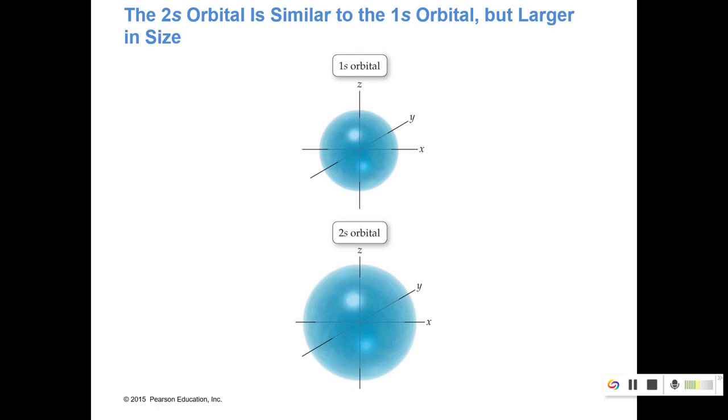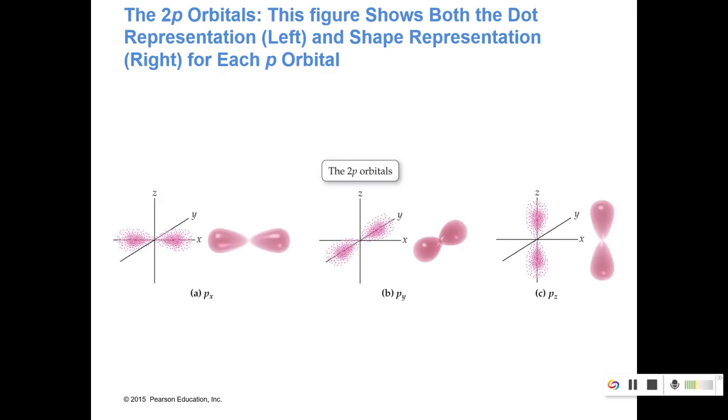So this is just showing that 1s will be the smallest because it's closest to the nucleus, where 2s will be bigger because it's the second shell, and 1s has to fit inside of it. So if they're asking about electrons and how close they are to the nucleus, the lower the principal quantum number, the closer they're going to be to that nucleus.